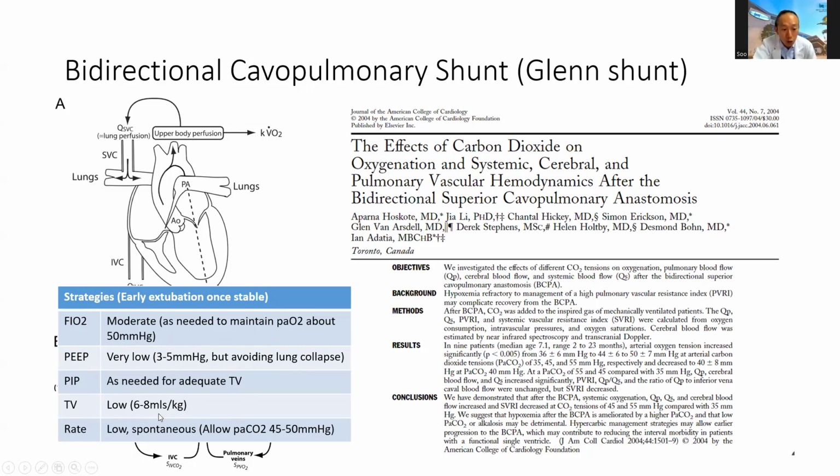Tidal volume, we also don't target very high, because we allow the CO2 to be about 45 to 50, 55 sometimes. You see? Yeah, this is what we do for our Glenn shunt. After we gain stability, we usually try to extubate them early. So in the peripheral setting, if possible, don't ventilate this group of patients.